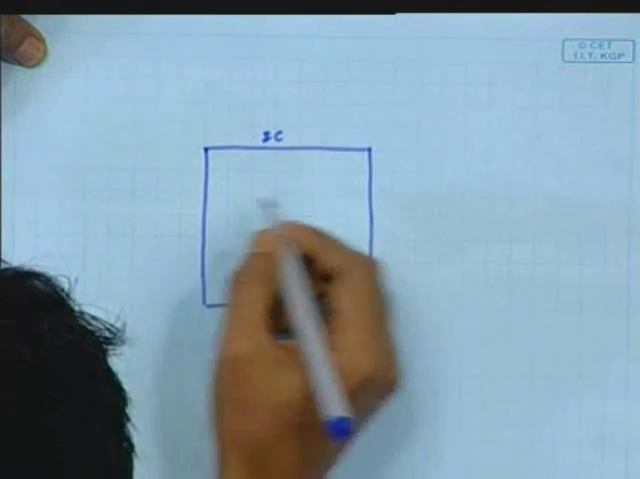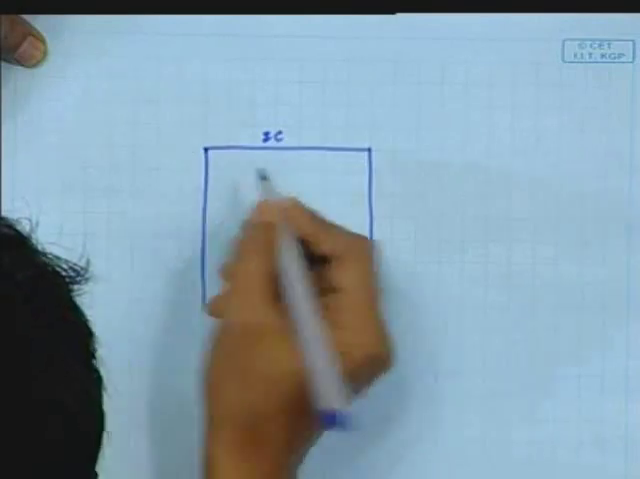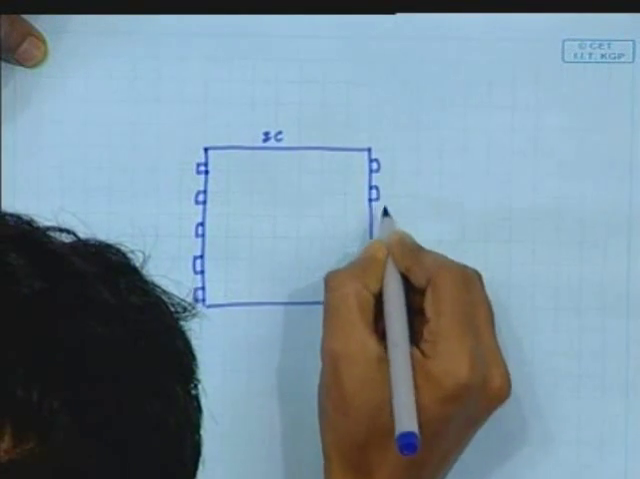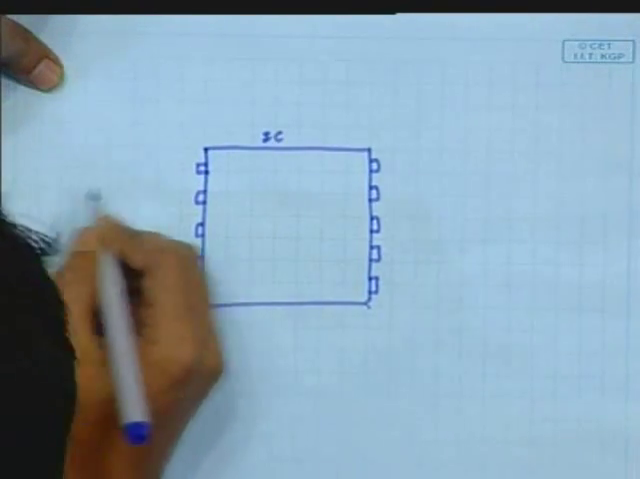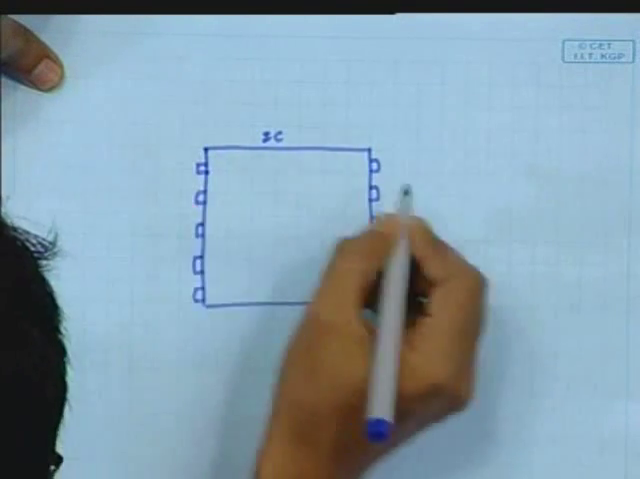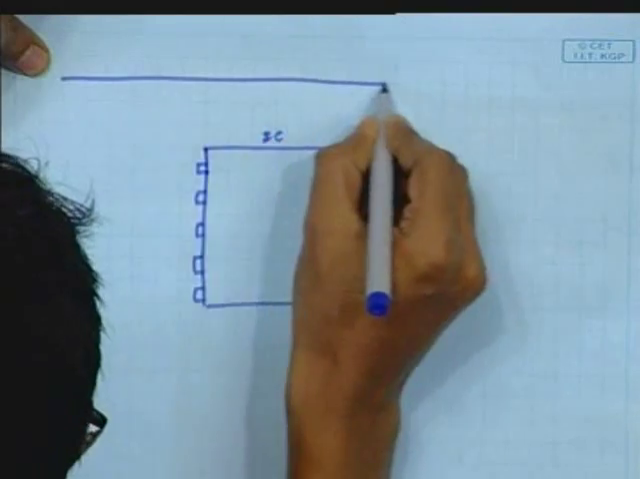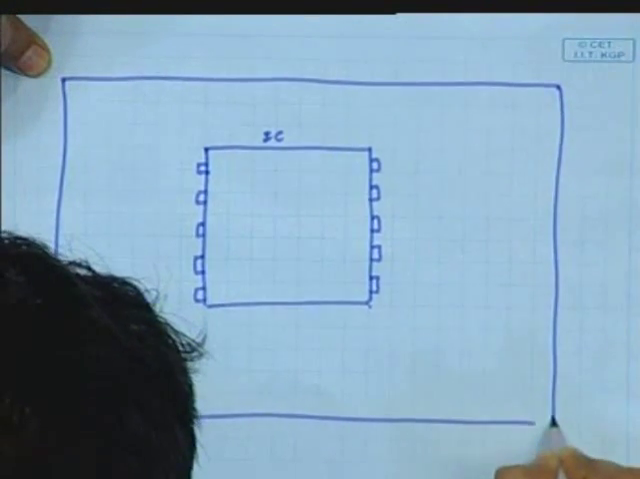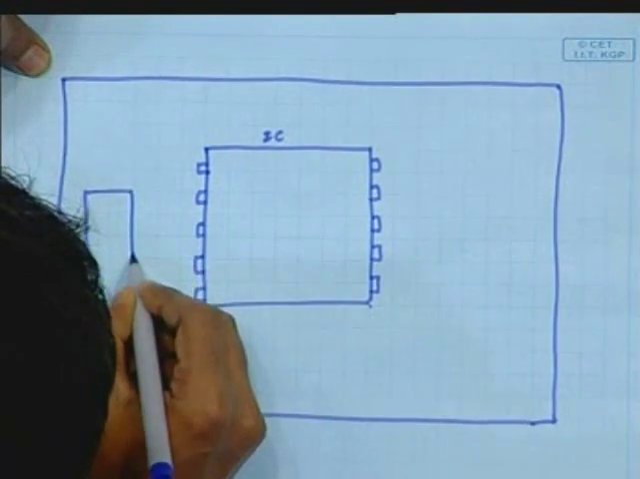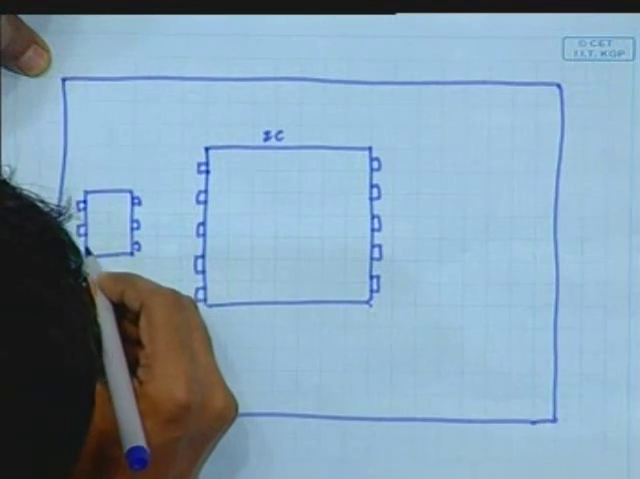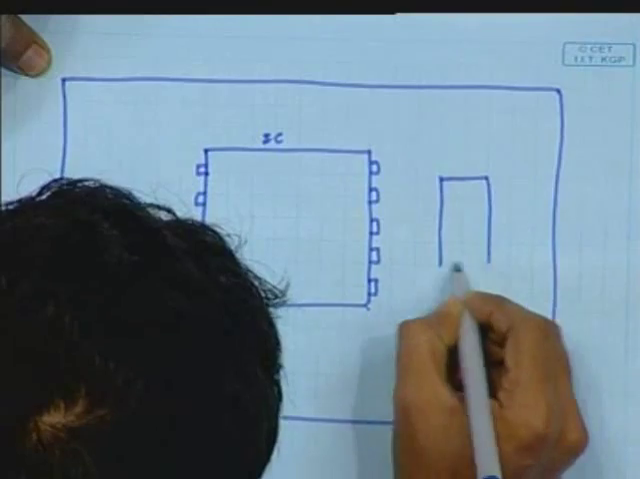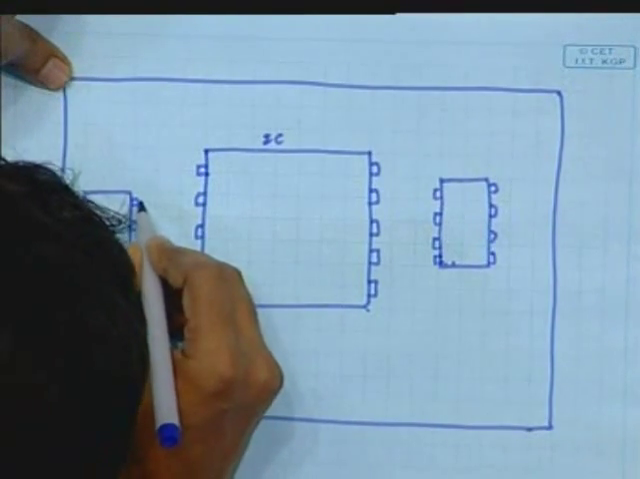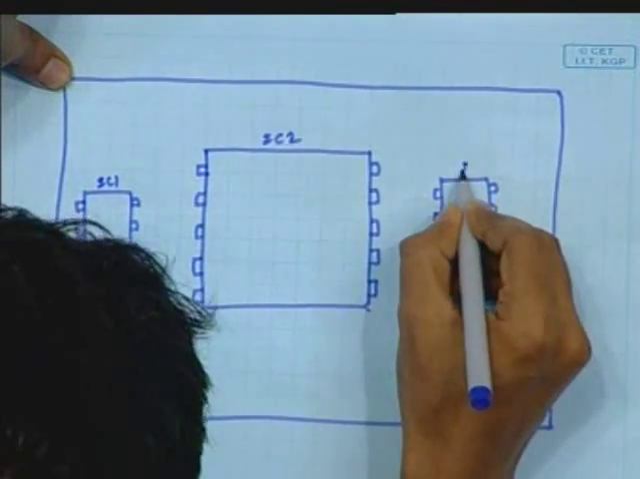This is an IC, an integrated circuit. Then it has some pins, input output pins. So let's see, this is one pin, this is another pin. Now this is one IC, and this is another one. Now consider this is IC1, this is IC2, and this is IC3. This is the PCB.